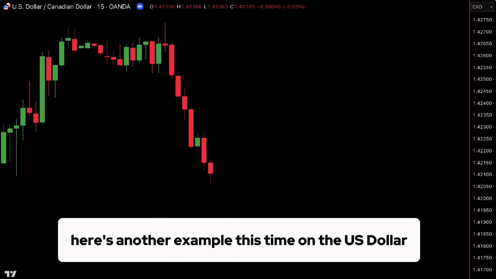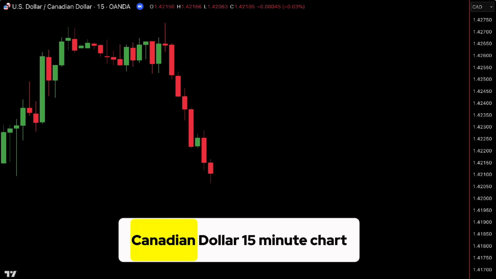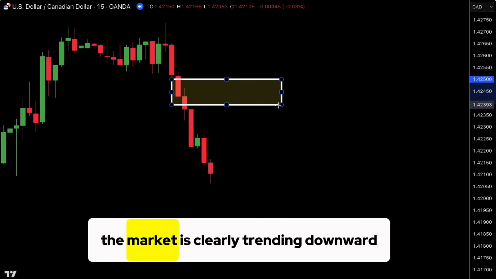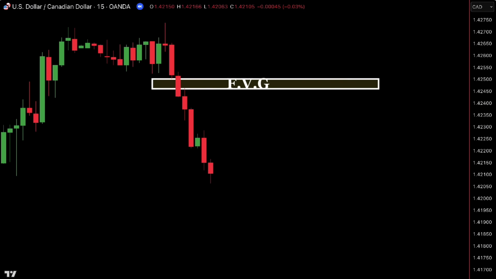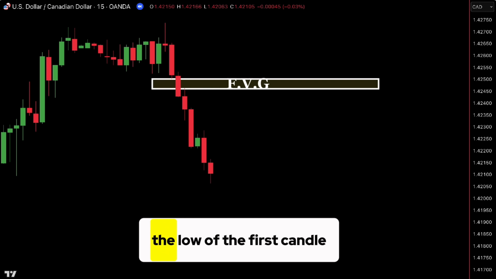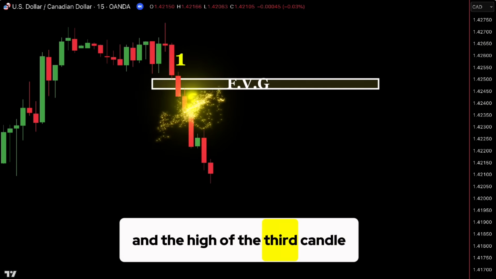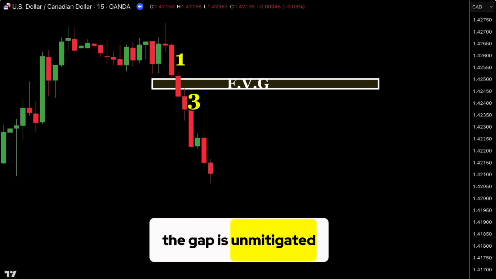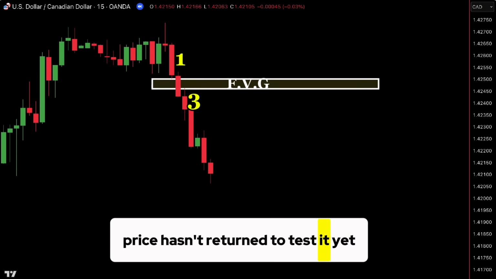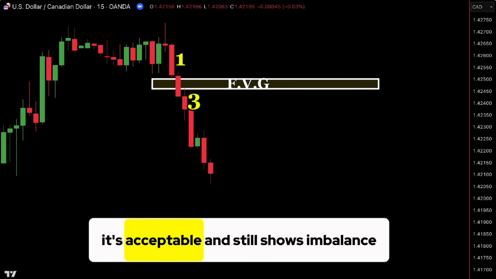Here's another example, this time on the US dollar Canadian dollar 15-minute chart. The market is clearly trending downward and has just formed a fair value gap. Let's check if this gap is valid. The low of the first candle and the high of the third candle don't overlap with the strong middle candle, so the gap meets the structural criteria. The gap is unmitigated. Price hasn't returned to test it yet.